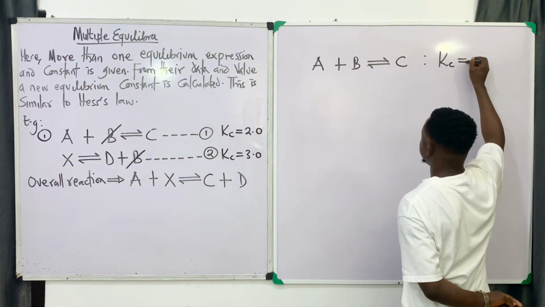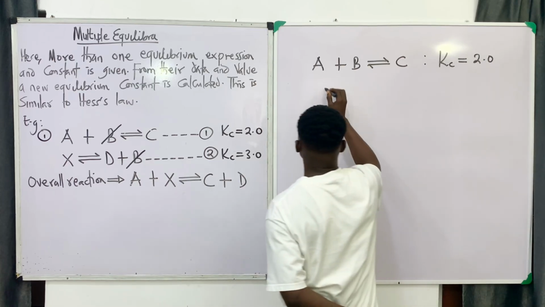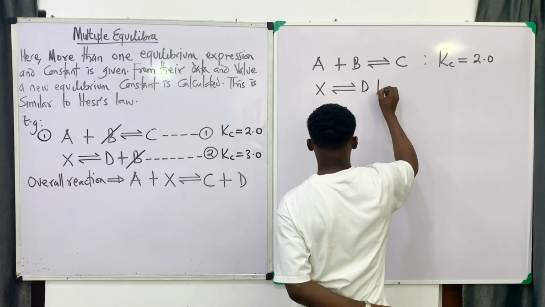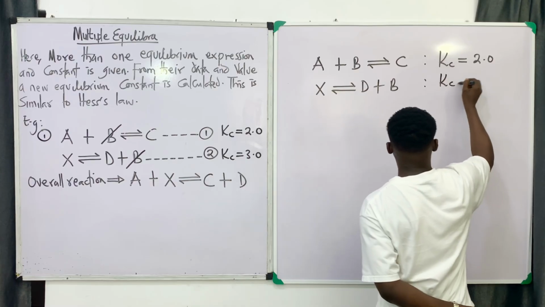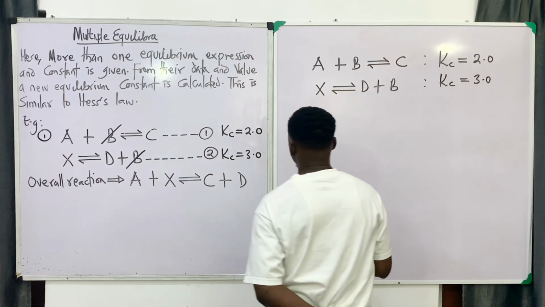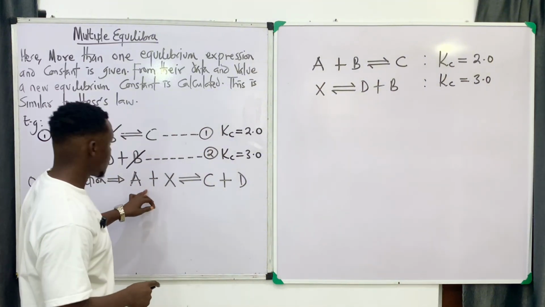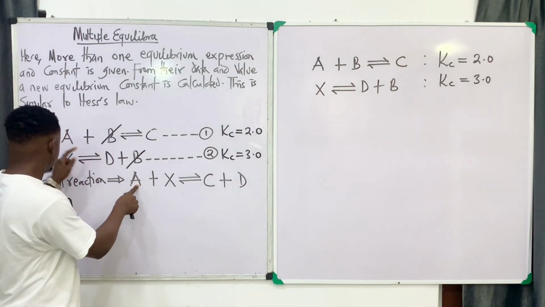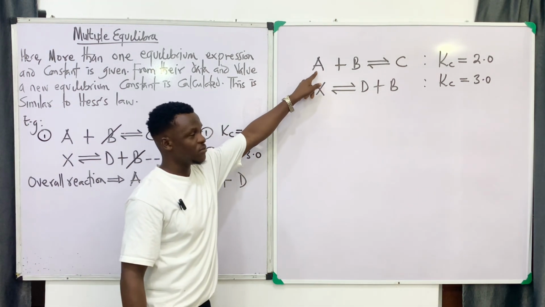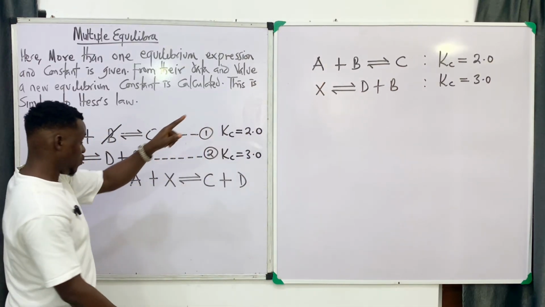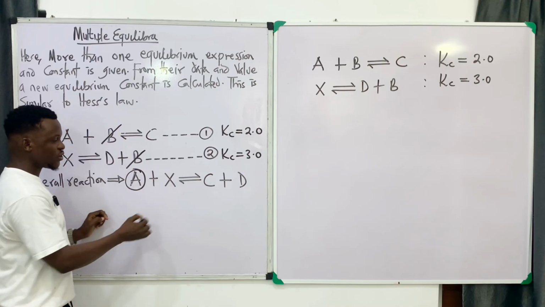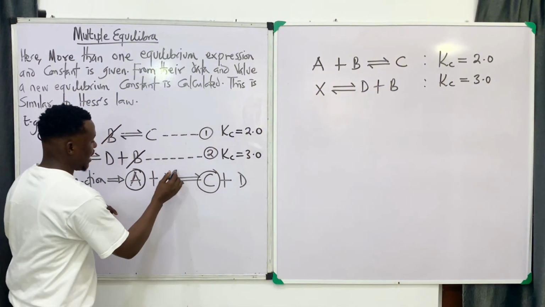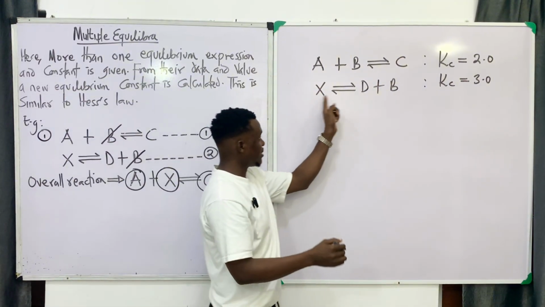Our Kc for this is 2.0. We have X giving us D plus B. Kc for this, let's take 3.0. Now this is the overall equation, right? We've seen that the overall equation has A, so equation 1 has A. So I put it down. Now this equation 1 is taking care of A and C in the overall equation, and this second equation is taking care of X and D.